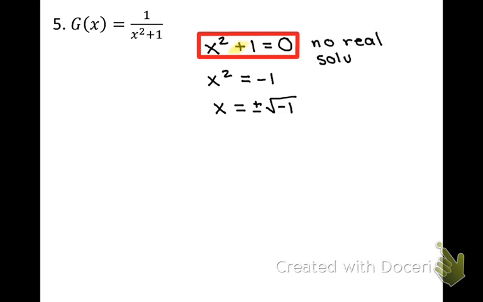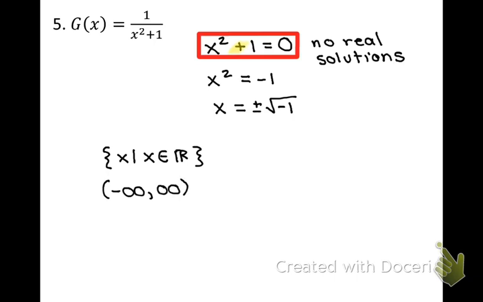So, although I had on my radar that this was potentially a bad thing because I didn't want the denominator x squared plus 1 to equal 0, it turns out that x squared plus 1 never can equal 0 with a real solution. So this rational function actually has a domain of all real numbers. So x such that x is contained in all real numbers, or -infinity to infinity.